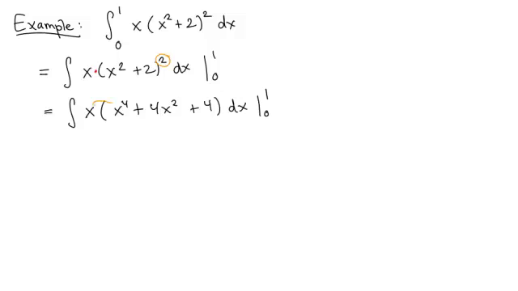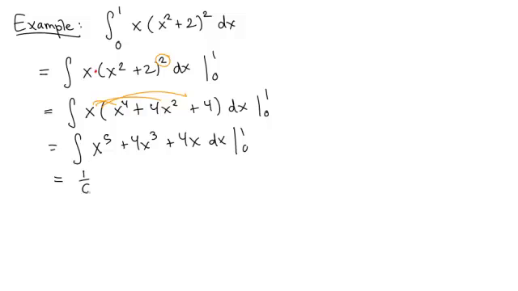I can distribute that x in, so that's going to get me the antiderivative of x to the 5 plus 4x cubed plus 4x dx, evaluated from 0 to 1. Now we can antidifferentiate each one of these pieces individually. We're going to get a 1/6 x to the 6th. The antiderivative of 4x cubed is exactly x to the 4th. The antiderivative of 4x will be 4 times 1/2 x squared, evaluated from 0 to 1.